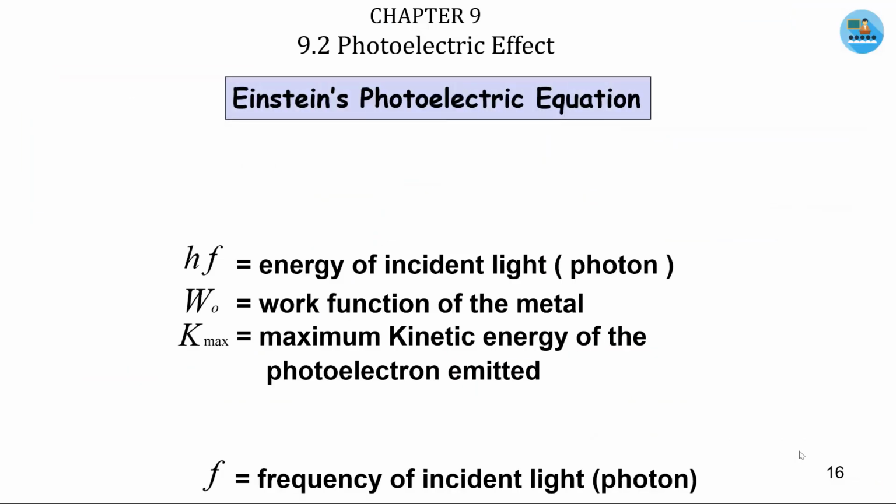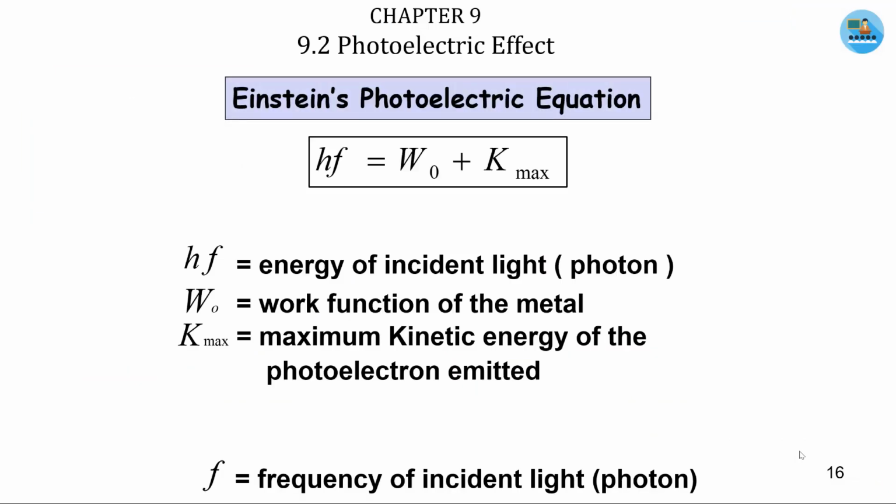Let's take a look at Einstein's photoelectric equation. hf equals W naught plus Kmax, where hf is the energy of the incident light, W naught is the work function of the metal, and Kmax is the maximum kinetic energy of the photoelectron emitted. Kmax is also the kinetic energy, which is half m v max squared, or eVs.